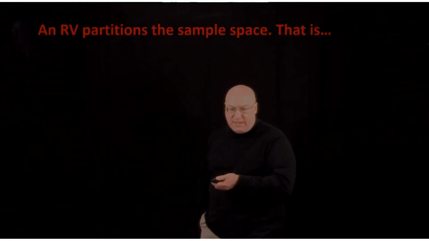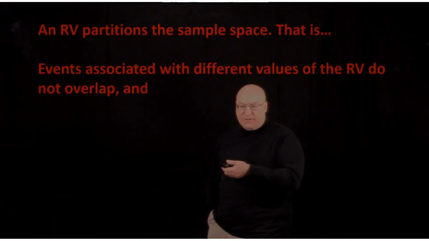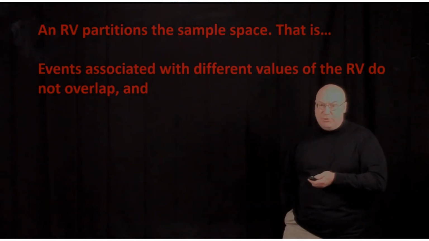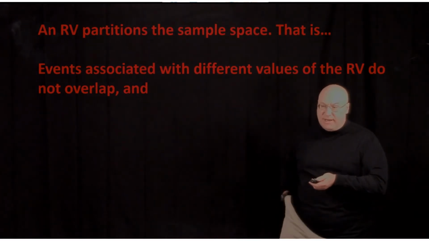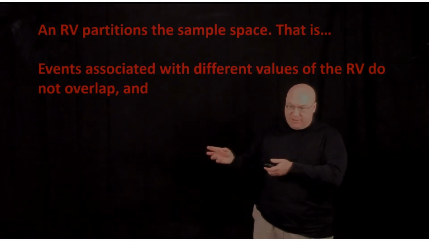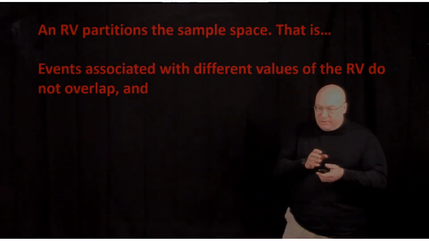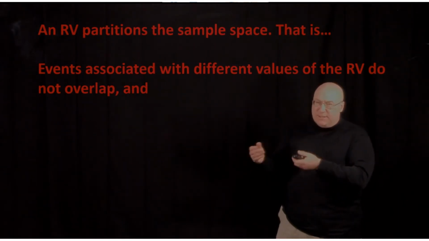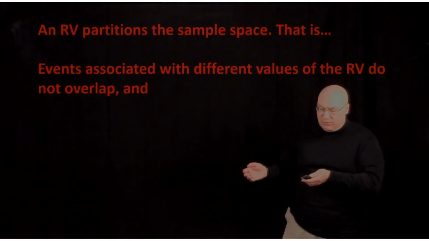I want to point out here that a random variable, what it does is we say it partitions the sample space S. What that means is, first, that events associated with different values of the random variable do not overlap. If I have one value of the random variable, that corresponds to one event, a set of outcomes. If I have a different value, that corresponds to a different set of outcomes. Those sets are different and they don't overlap. We say that their intersection is empty.